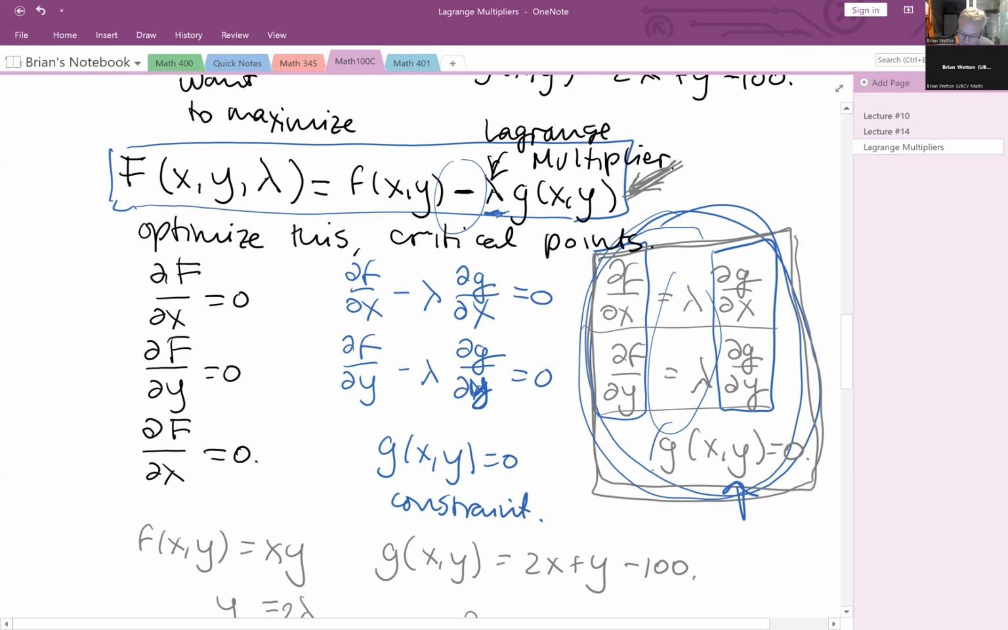And this one's pretty obvious, right? You have a constraint in the problem. You have to satisfy the constraint, right? You're only allowed to operate under some relationship between x and y, and that's got to be satisfied. And then you're trying to find the optimal value of f that's on that curve. Right. Well, what do these two mean?